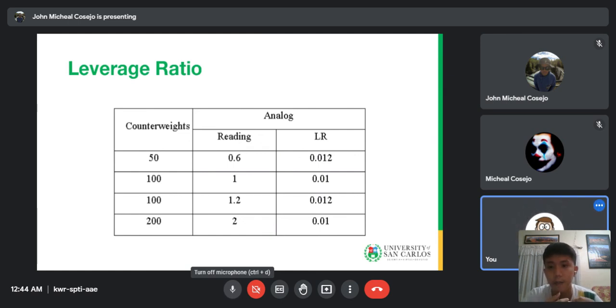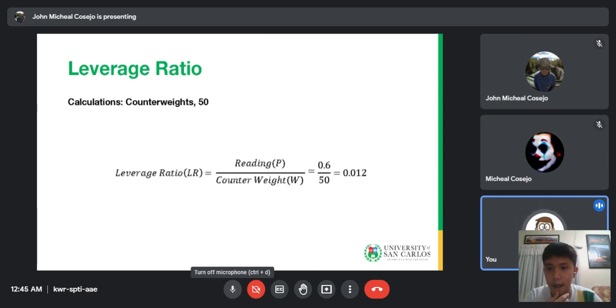These are the results from the leverage ratio. The counterweights used are 50, 100, 100, 200. And the readings are 0.6, 1, 1.2, and 2. And for the LR, you should do these calculations: reading over counterweight, P over W, which means 0.6 over 50. And you will get 0.012.